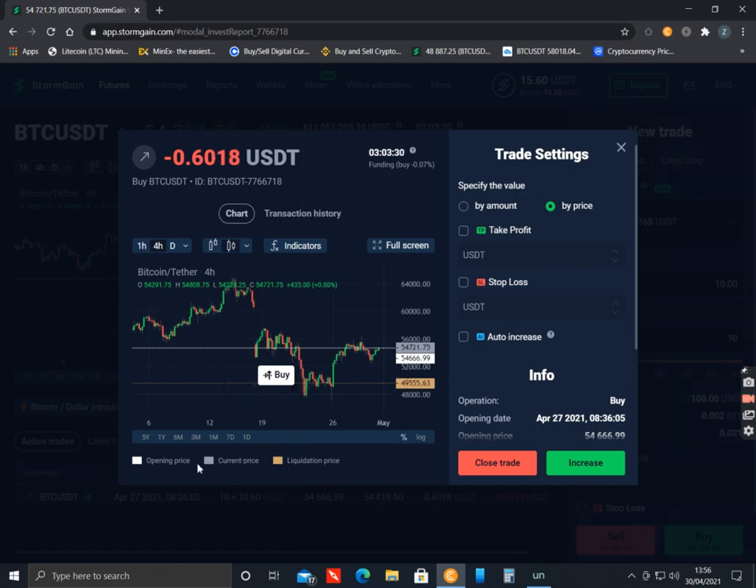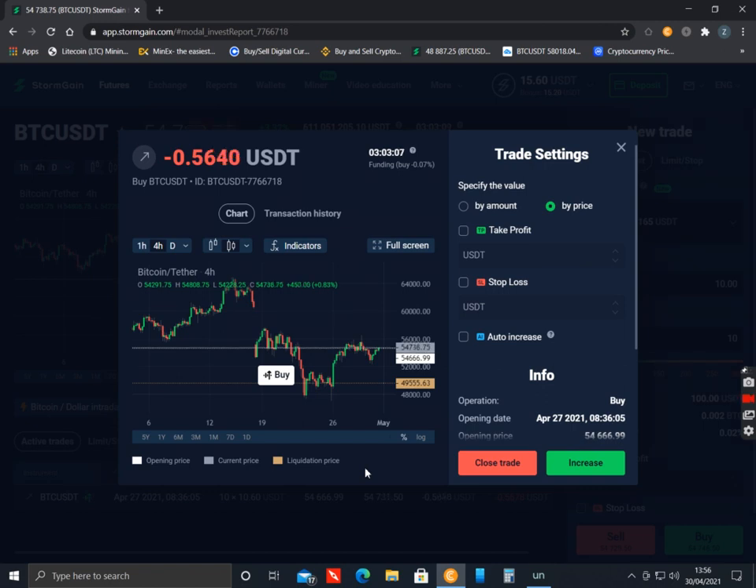Obviously you've got a chart down here as well, with colour indications to tell you what's what, but the liquidation price is 49,555. Just a quick one about liquidation, in case some of you guys don't know what that is. The liquidation price is where, if Bitcoin was to go down past that line, my trade would close instantly and I would lose everything in that trade.